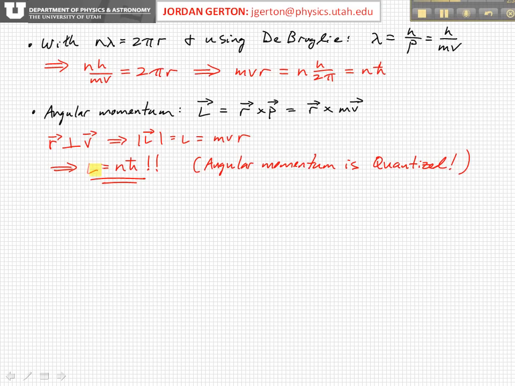L is equal to n times h bar, and this is in fact one of Bohr's hypotheses, and it just kind of shows the plausibility of that hypothesis by relating the matter wave properties, the wave properties of the electron, and how, when you do that, the quantization of angular momentum just falls out. Okay, so angular momentum is quantized.